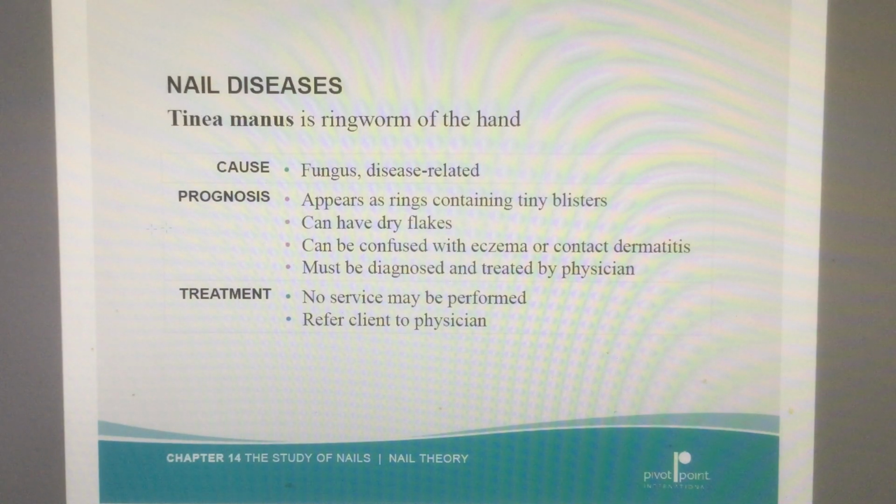Tinea manis, okay, like manos or manicuring, is ringworm of the hand. The cause is also fungus and disease related. The prognosis, it appears as rings containing tiny blisters. They can have dry flakes. They can be confused with eczema or contact dermatitis, and they must be diagnosed and treated by a physician. And as far as the treatment, no service may be performed. Refer the client to a physician.